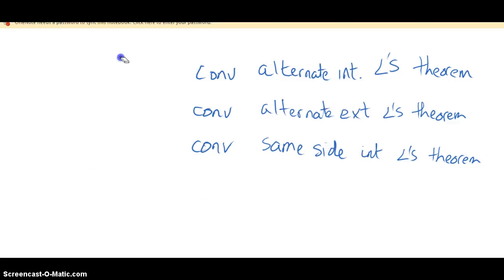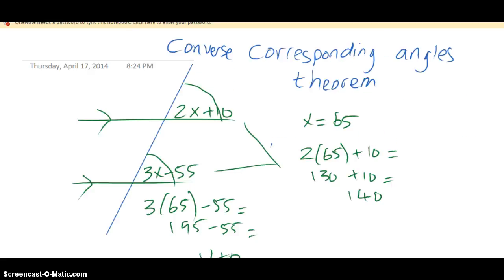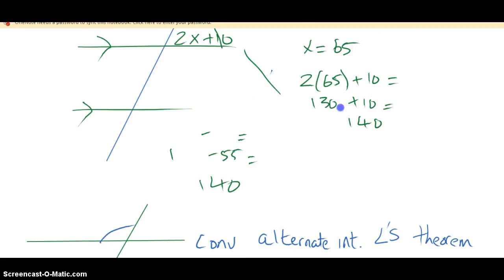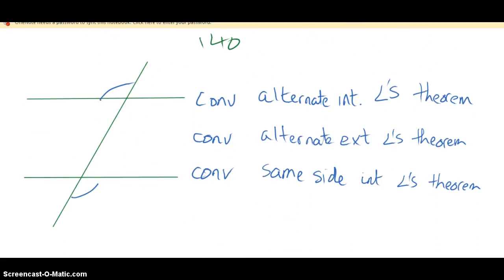And then finally is the same side one. Let me just try and draw that picture a little bit there. So the converse of the same side interior angles theorem says that if this angle right here and this angle right here add up to 180, then the lines must be parallel.